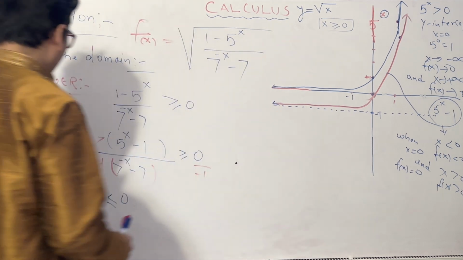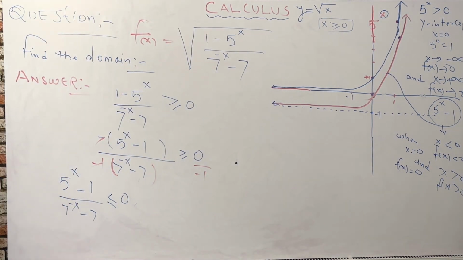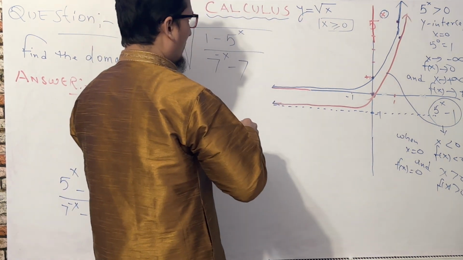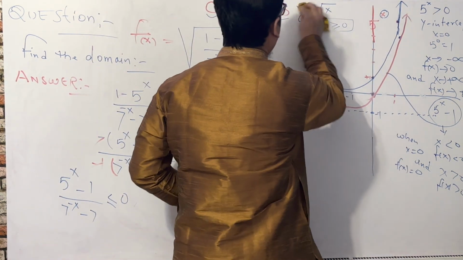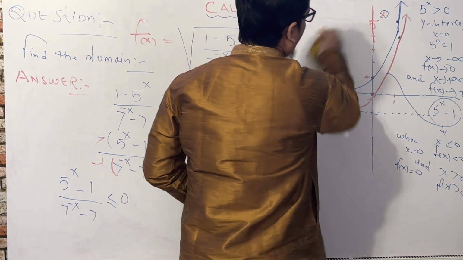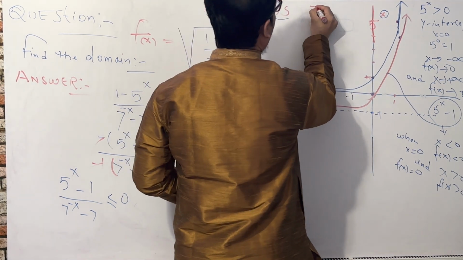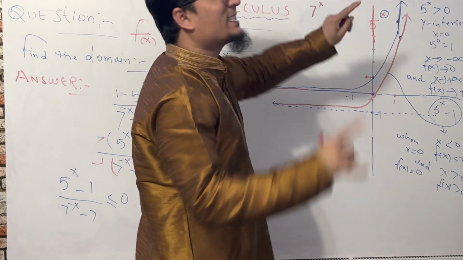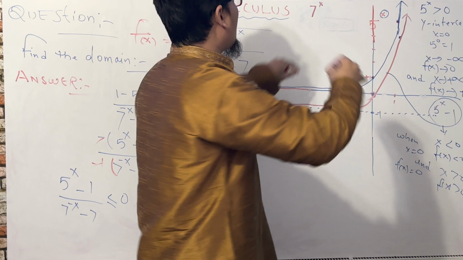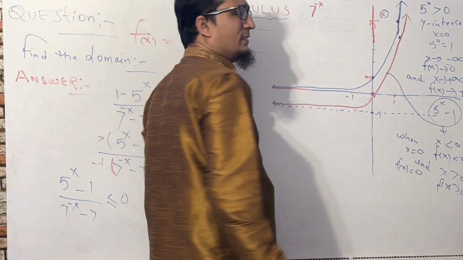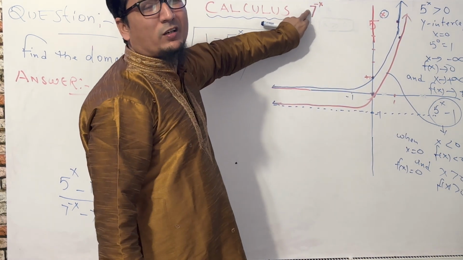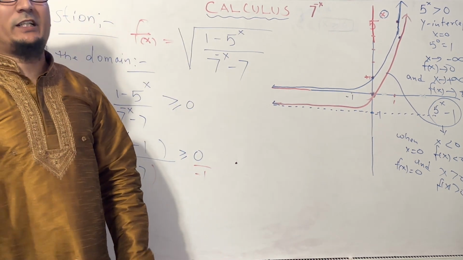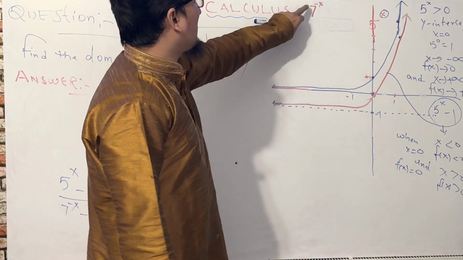Okay, now we are going to talk about this one: 7 power minus x. Whenever you have a number like 7 power x, you can see 7 power x is exponential growth. But if you see 7 power minus x, it means this is a decay. This will be a decreasing function. Again, you can just find out 2 points.